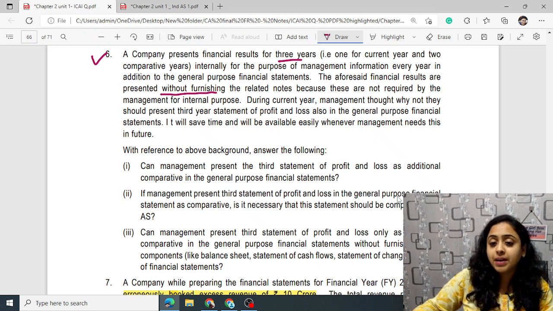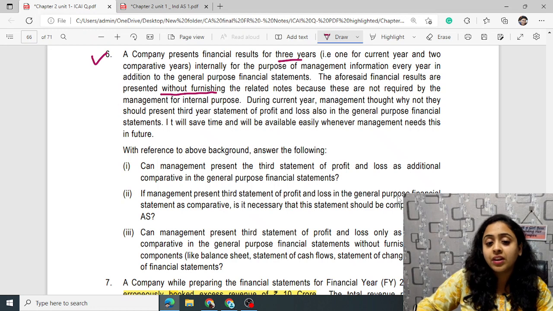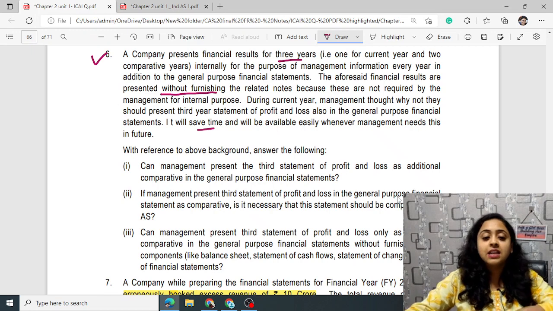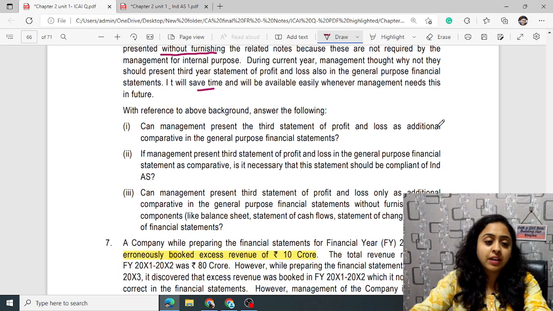During the current year, the management thought that why not they should present the third year statement of P&L also in the general purpose financial statement. It will save time and will be available easily whenever management needs this in future.